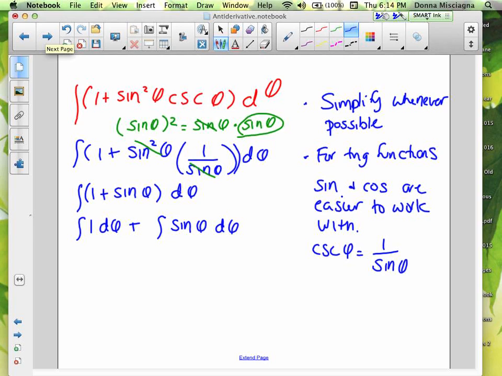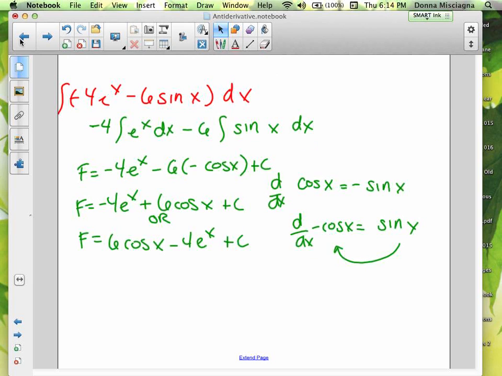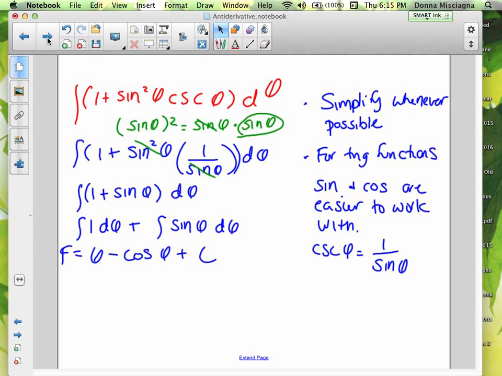So the integral of 1 d theta is just going to be theta. And the integral of sine theta is going to be a negative cosine. Plus c. That's it. It wasn't that complicated at all. As a matter of fact, we had the integral of sine theta on the last page. It was the same thing, negative cosine theta.